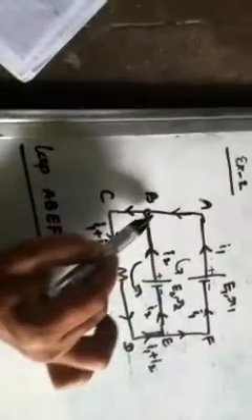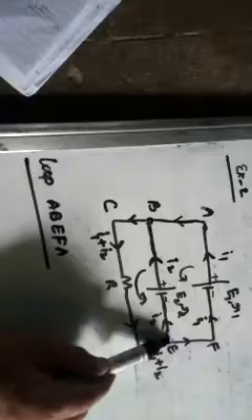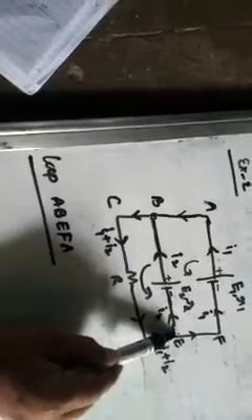A to B, is any resistor there? No. No need to apply the V equal to IR formula. Any cell? Nothing, leave it. B to E, you are moving B to E, but the current is moving in the opposite direction. According to the cell position, the current is coming in the opposite direction.